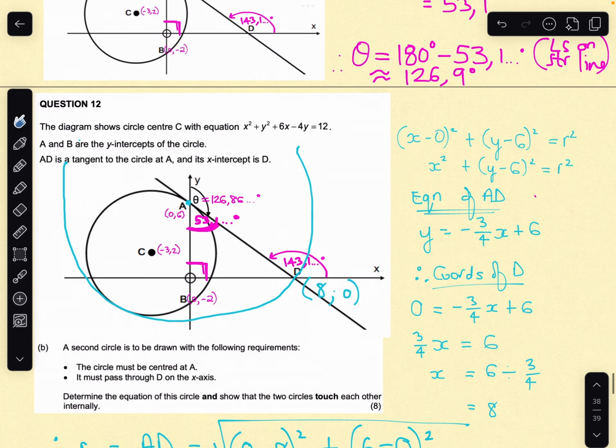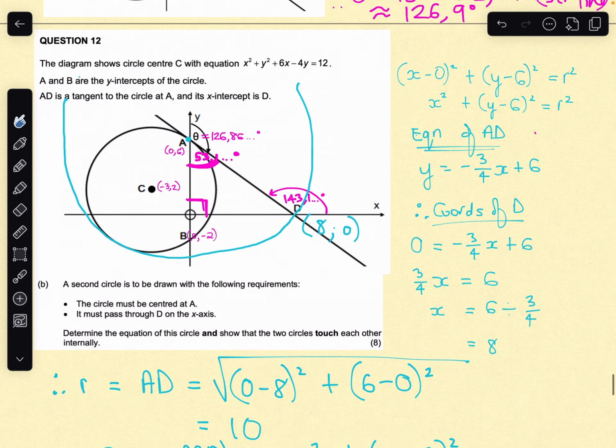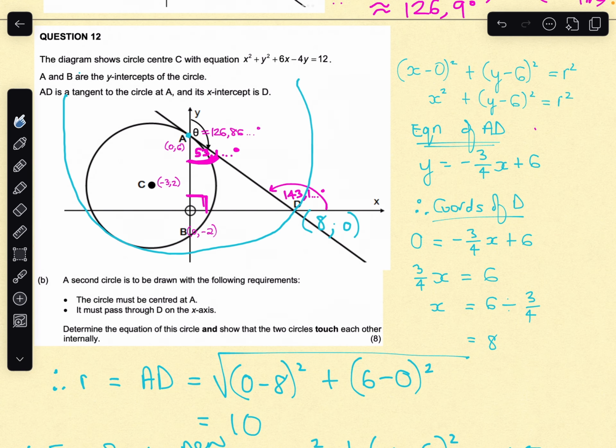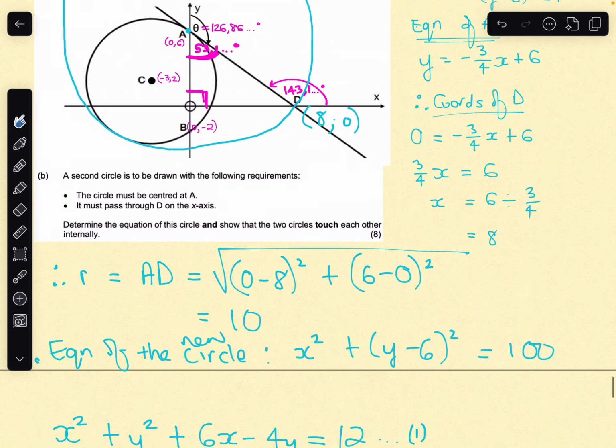Then from there, for this second question, they find the coordinates of D, they find them to be 8, 0, and then that gives us, yeah, the equation of the circle to be what we found, the way that we found it. And then they say to touch internally, the distance between centers must be the difference of the radii.